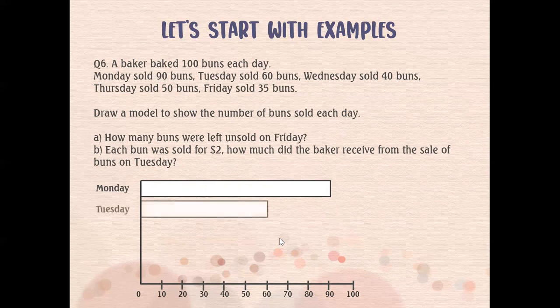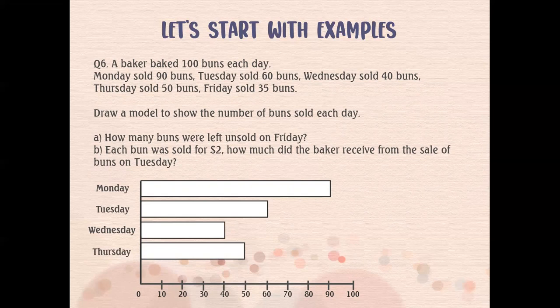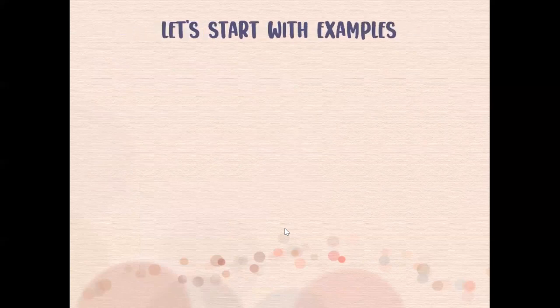And on Tuesday, the baker has sold 60 buns. We will draw accordingly to the frame that we have drawn out. And on Wednesday, the baker has sold 40 buns. And on Thursday, the baker has sold 50 buns. Friday, the baker sold 35 buns. So this is how we can draw the model to illustrate the number of buns that the baker sold. Let's go to the next slide to answer the question.